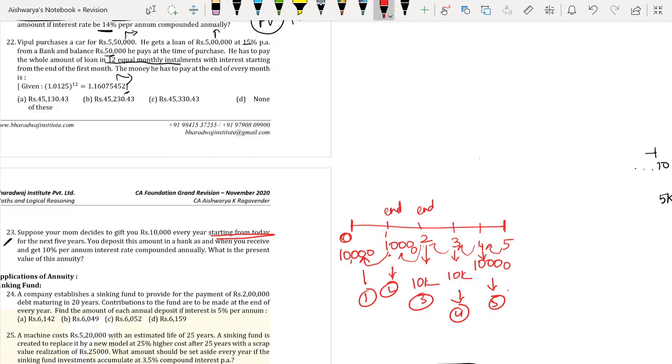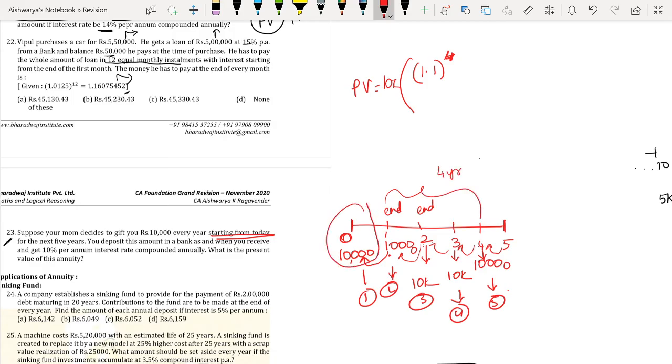Otherwise, every question's basic fundamental assumption is end of the year only, end of the period only. Okay. So in this question, same PV formula. PV is equal to 10,000. Okay, 1 plus I is 10%, so 1.1. Instead of whole power 5, you will use whole power 4, because there are only end of the periods, there are only 4 years.